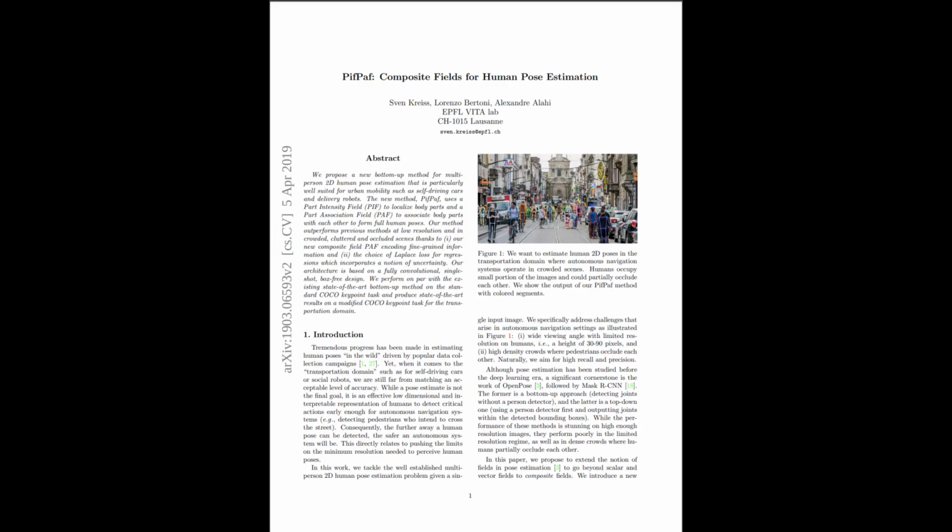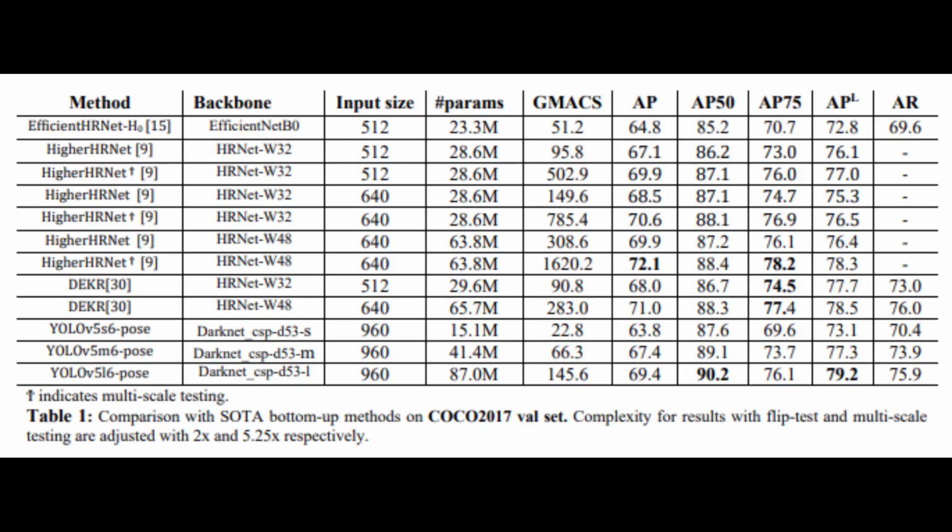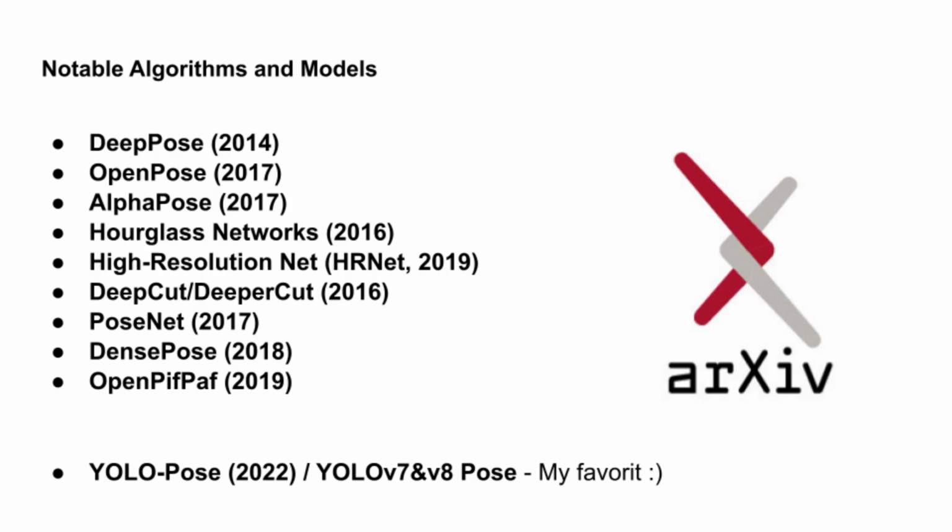OpenPifPaf, 2019, utilized the bottom-up approach to robustly handle occlusions in crowded scenes. YOLOPose, 2022, integrated pose estimation into one-stage object detectors, enabling fast, real-time key point detection. In practice, modern pipelines often use pre-trained models, e.g. HRNet for precision or YOLOv8 Pose for real-time tasks, fine-tuned to the specific application, balancing speed and accuracy.